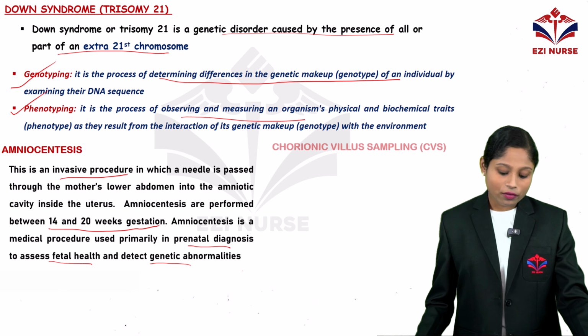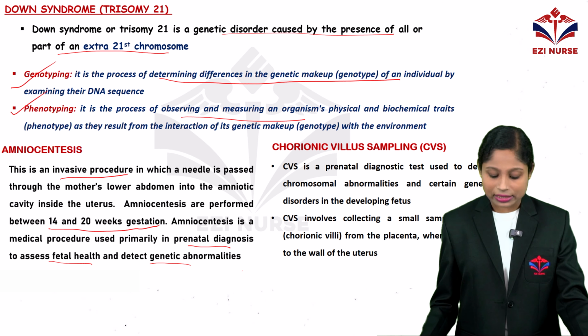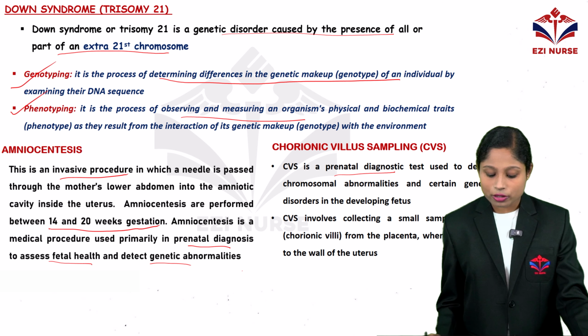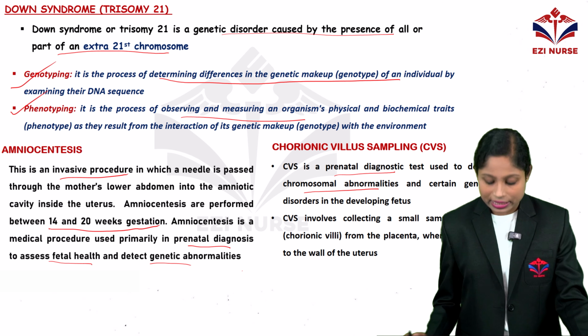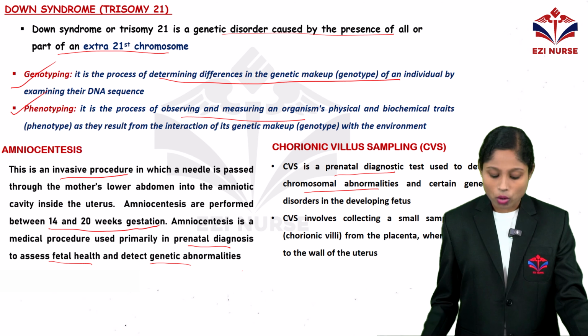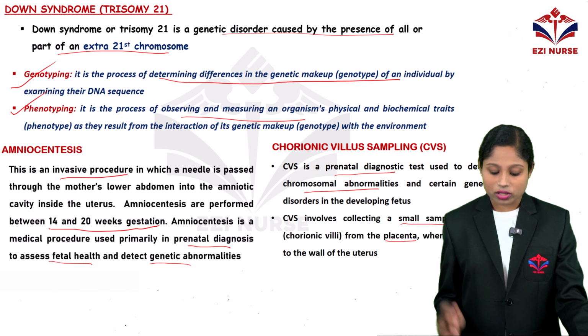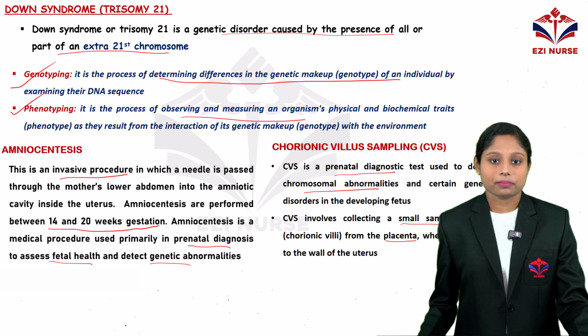Yes. Now we will move to another important test, that is chorionic villus sampling or CVS. CVS is a prenatal diagnostic test used to detect chromosomal abnormalities and certain genetic disorders in the developing fetus. So it's mainly used to assess chromosomal abnormalities. CVS involves collecting a small sample of cells from the placenta where it attaches to the wall of the uterus. So this is chorionic villus sampling.